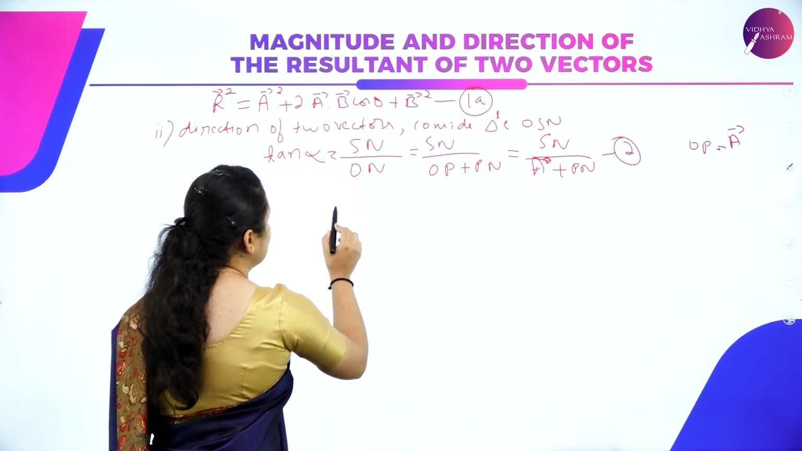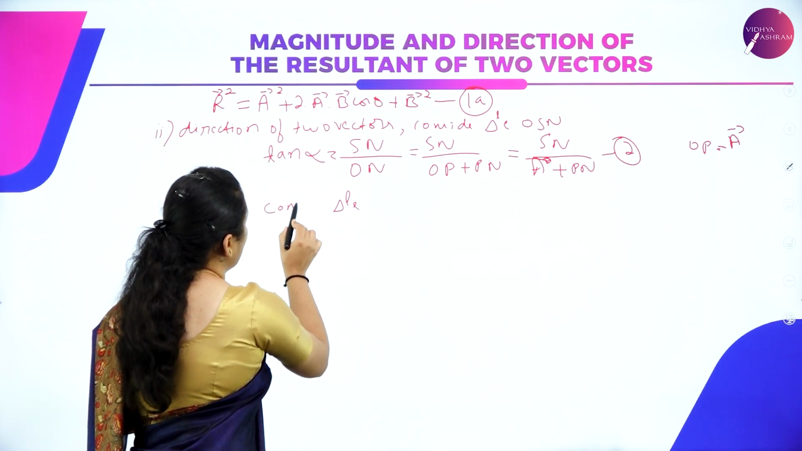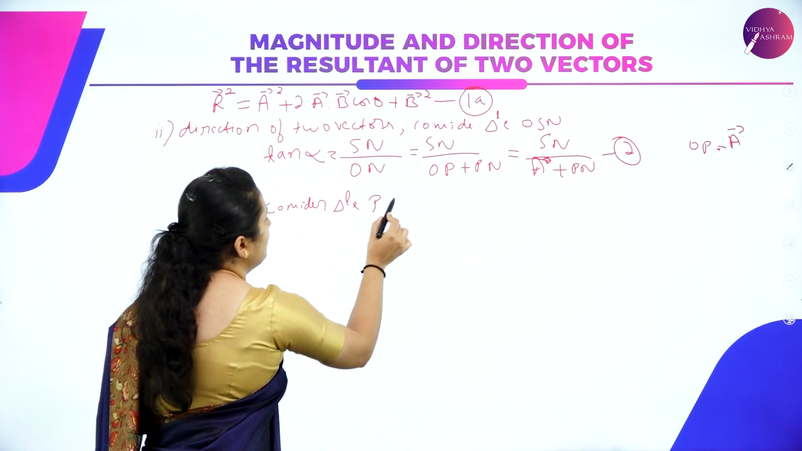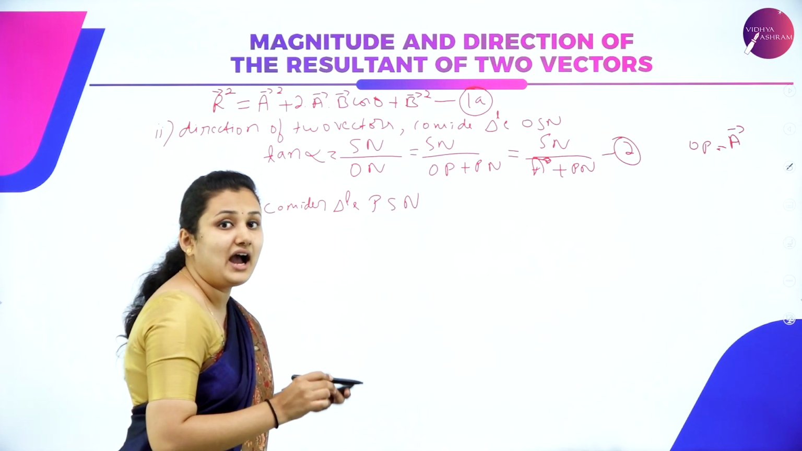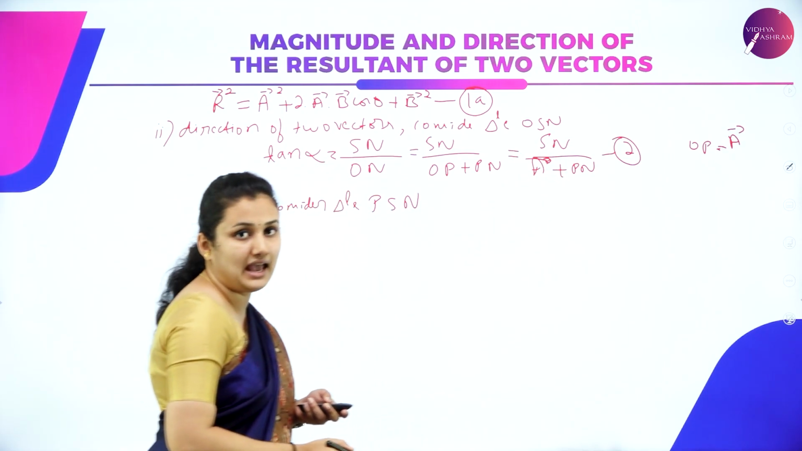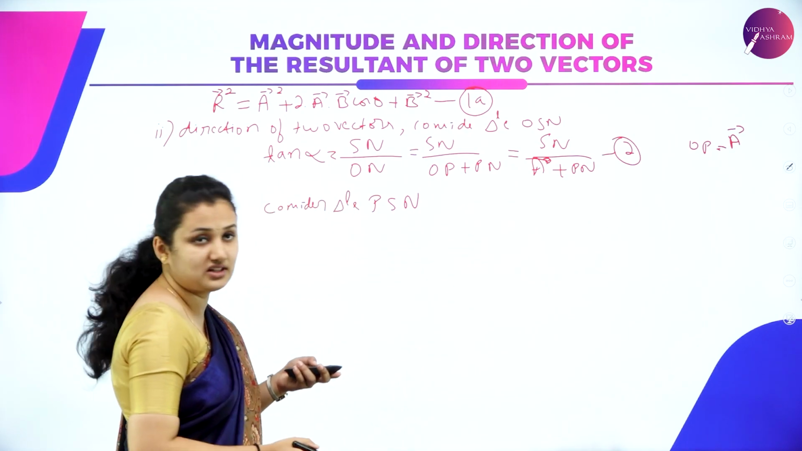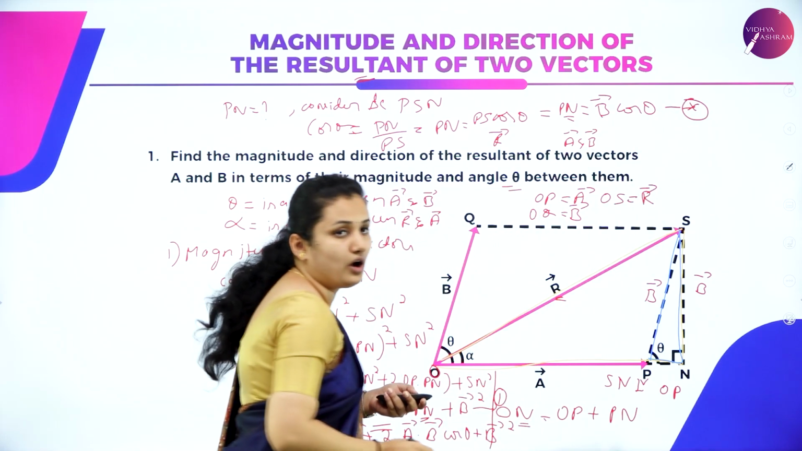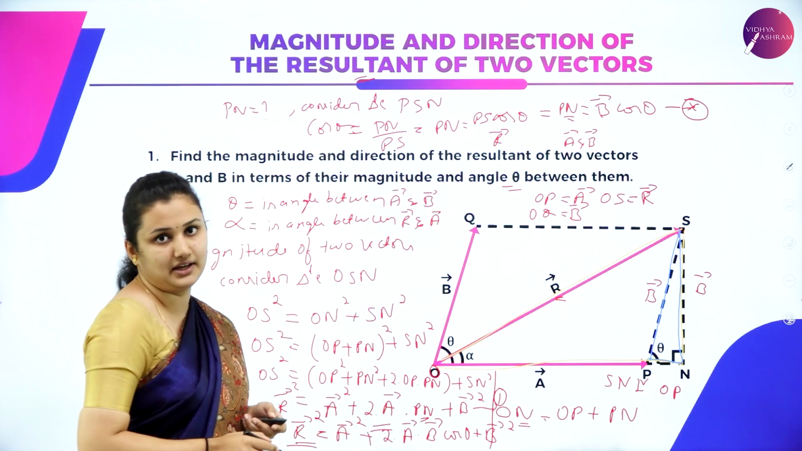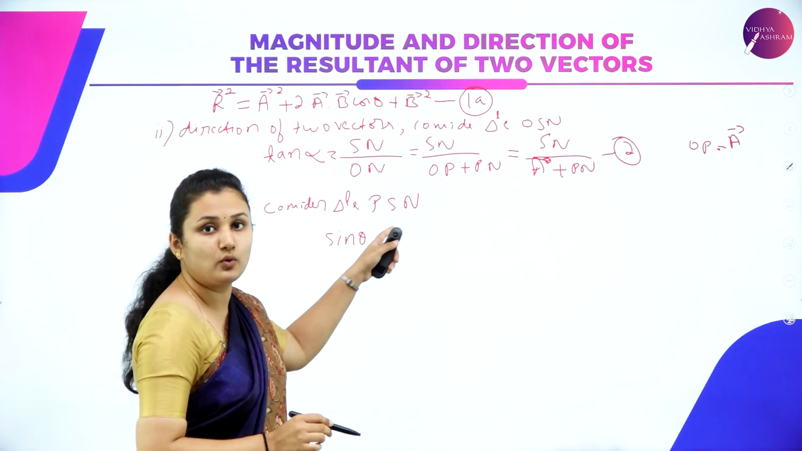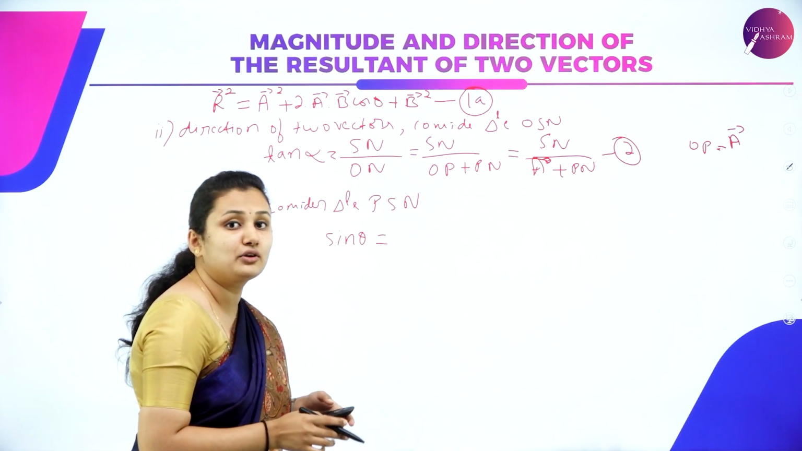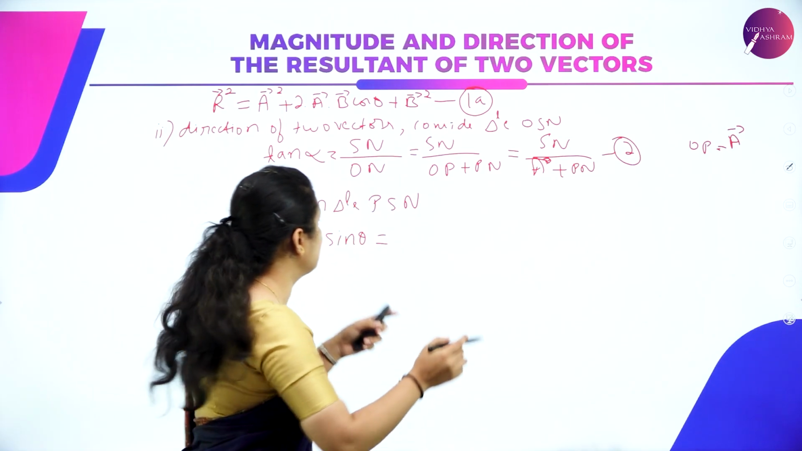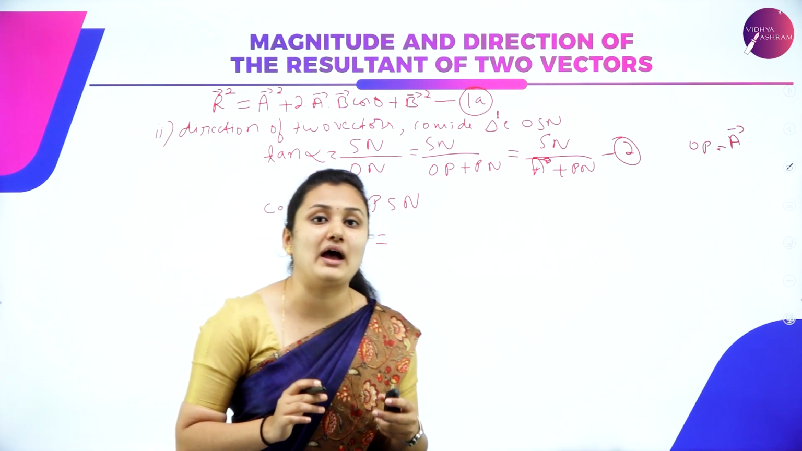By taking sine theta. Consider triangle PSN, the blue triangle. Opposite by hypotenuse will give me the value of SN. PN I have already found, PN is nothing but B cos theta, using cos theta. So in PSN, I want to find the value of SN. I can find it using the sine theta formula, because opposite by hypotenuse in triangle PSN will give me the value of SN.